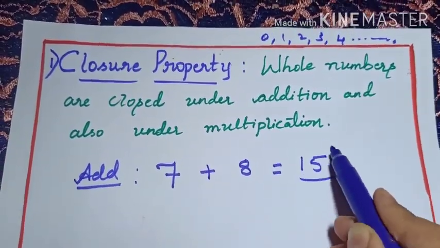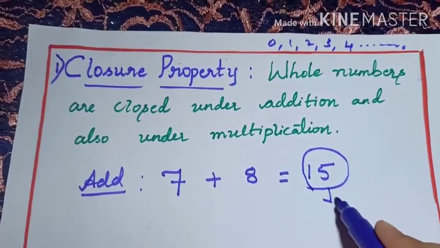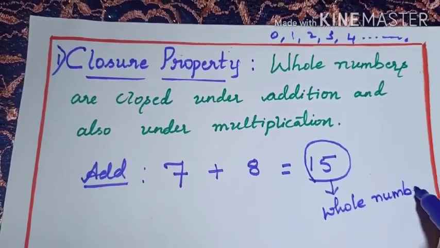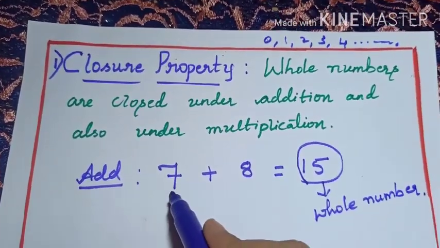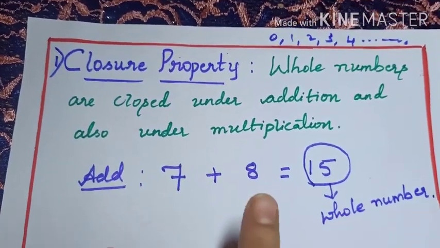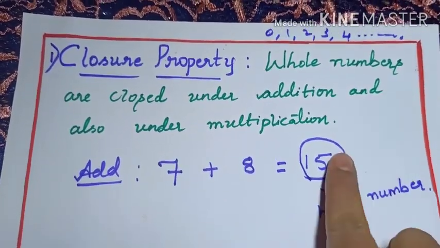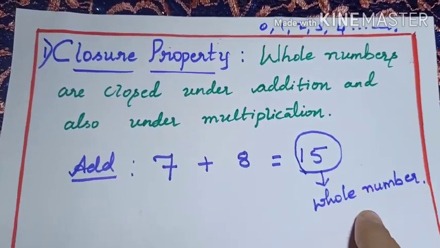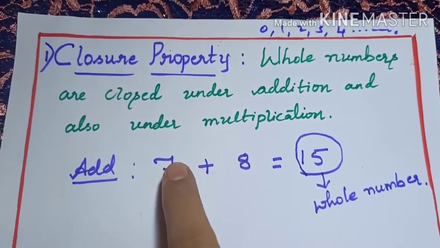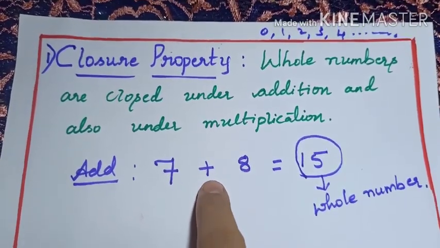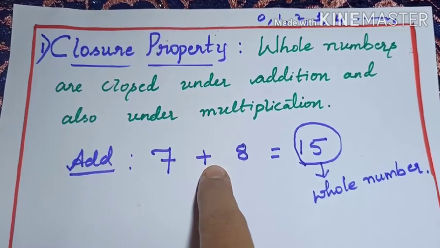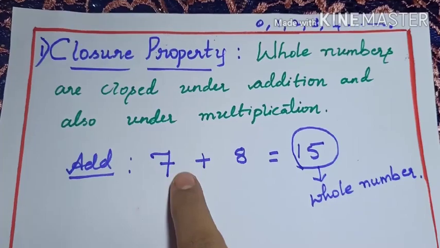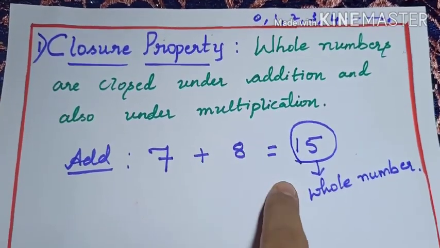Whatever the answer you get here, it is again a whole number. 7 is a whole number, 8 is a whole number. When you add both of these, you will get an answer, and that answer is also a whole number. This indicates that the whole numbers are closed under addition. So closure property states that the whole numbers are closed under addition.